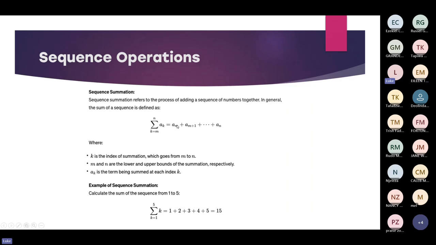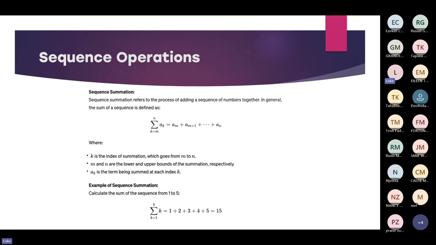So what are we saying when we say the index? We are saying 1, 2, 3, 4 in terms of the position of that term in the sequence. This starts from m to the upper limit of n, represented by k equals m, and the n on top of our summation mark. M and n are the lower and upper bounds of the summation respectively, and ak is the term being summed at each index. So I'm going to give an example.